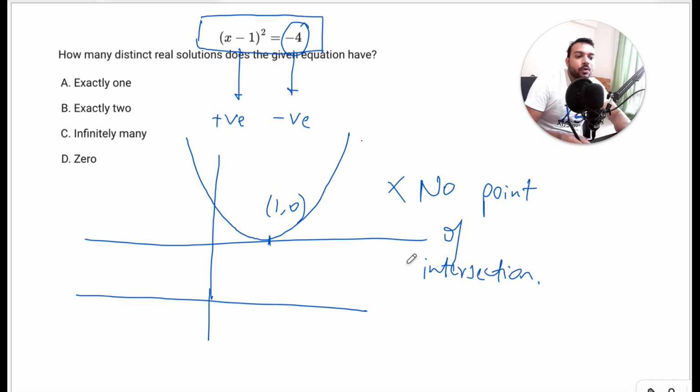So these are other qualitative ways of checking the nature of the system of equations, or whether something has a solution or not. You don't exactly require to solve the complete equation each time. Okay. So the number of distinct real solutions is 0. Okay. Let's go to the next one.